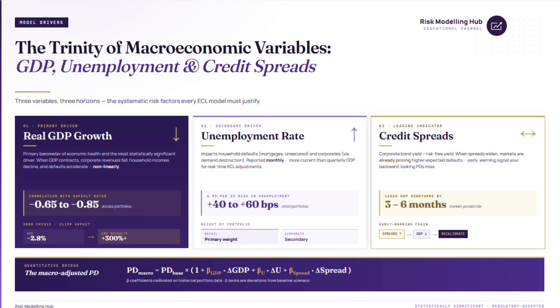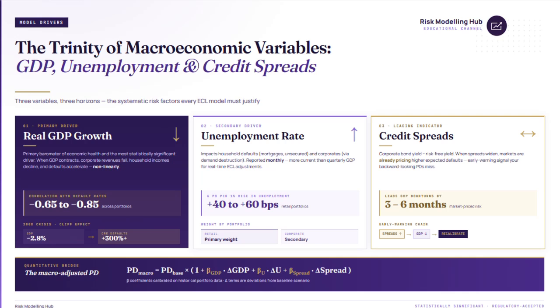Second is the unemployment rate. This impacts both households and corporations. When unemployment rises, mortgage defaults increase, secured lending suffers, and corporate demand destruction follows. Right? And this sensitivity is real, typically ranging from plus 40 to plus 60 basis points.